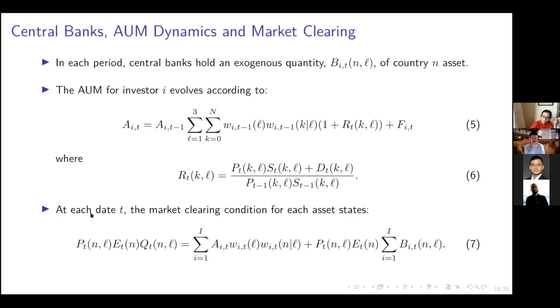Now, at each given date T, we're going to have a market clearing condition in which the total supply of assets in dollars must equal the total demand for those assets being held by private investors, as well as the assets being held by the central banks of each country.